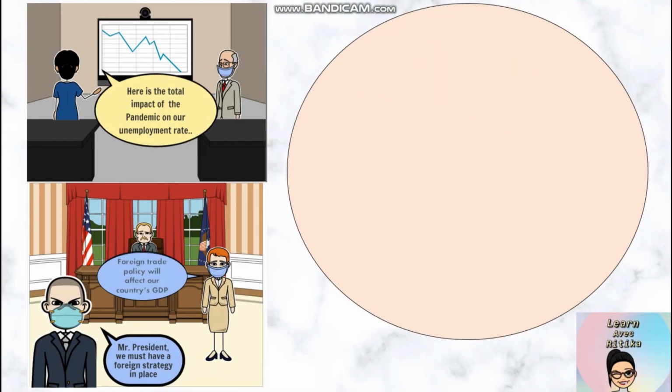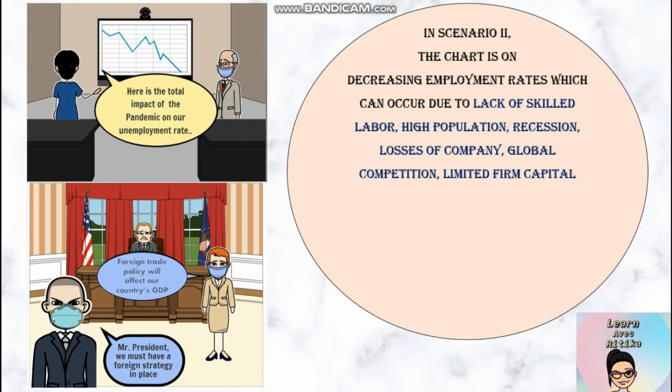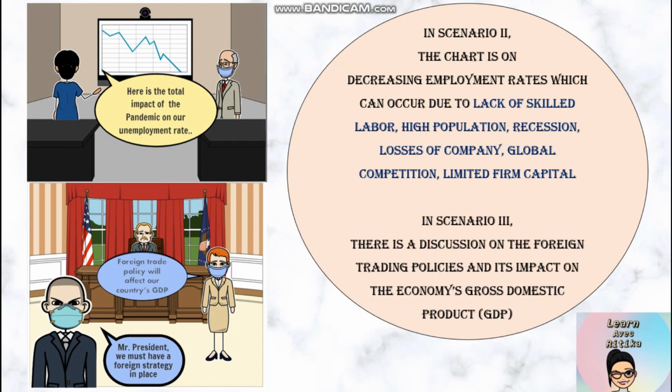Now let's analyze scenario 2 and scenario 3. In scenario 2, the chart is on decreasing employment rates, which can occur due to lack of skilled labor, high population, recession, losses of corporates, global competition, limited firm capital. In scenario 3, there is a discussion on the foreign trading policies and their impact on the economy's gross domestic product. As you can see, there is a certain similarity between these two scenarios. Both of these scenarios talk about the impact of these variables on the economy as a whole.